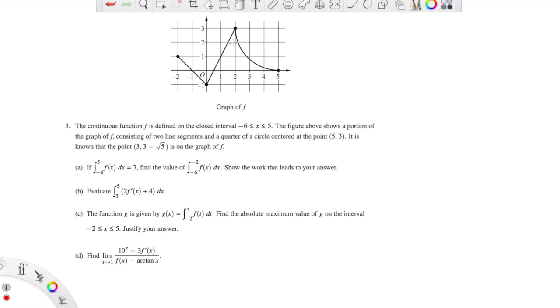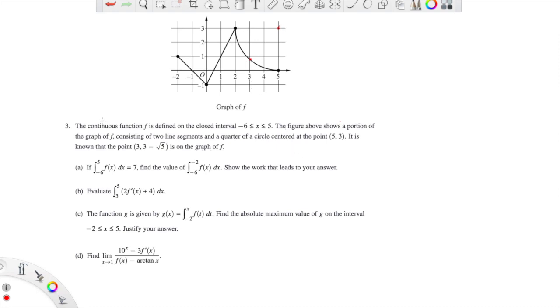So that's important. They indicate that this is a quarter circle right here, and that circle is centered at 5, 3. So we can maybe make that center over there just so we know for reference. So that's basically a quarter wedge. It is known that the point 3, 3 minus root 5 is on the graph of f. So that's going to be this point right here, where x is 3 and y is 3 minus root 5. I guess that means that the height of this is root 5.